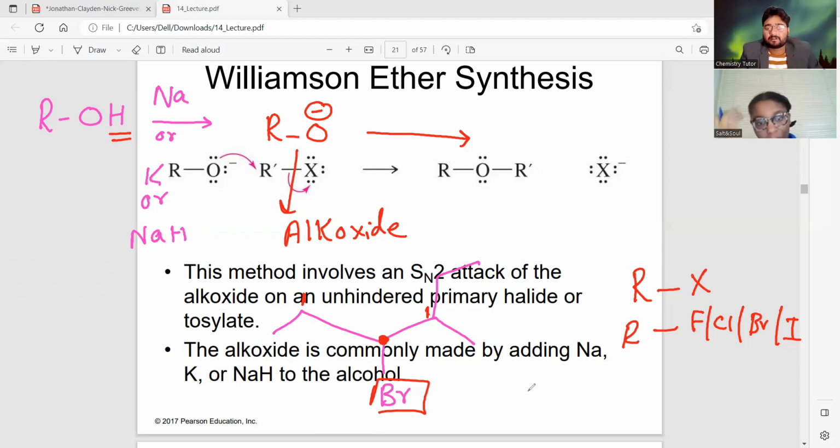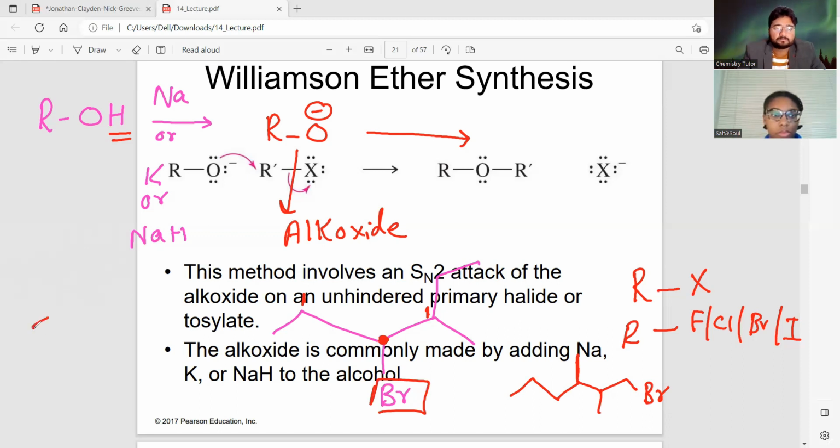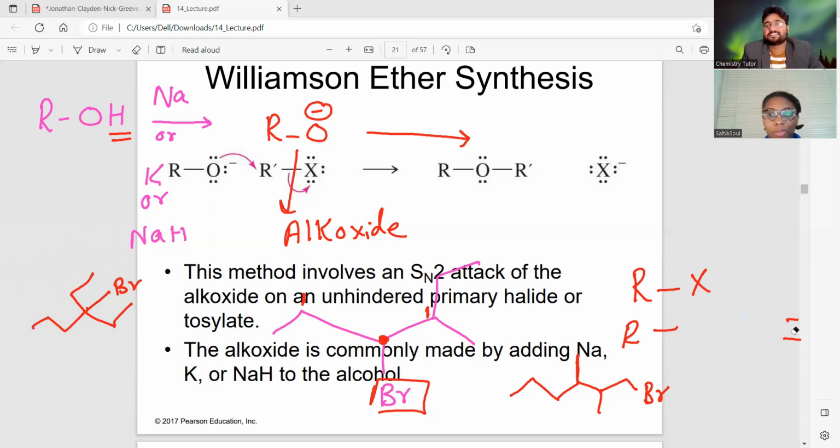Okay. And what about this one? Primary alkyl halide. Excellent. And what about this one? That one's tertiary. Yes, that's tertiary alkyl halide.